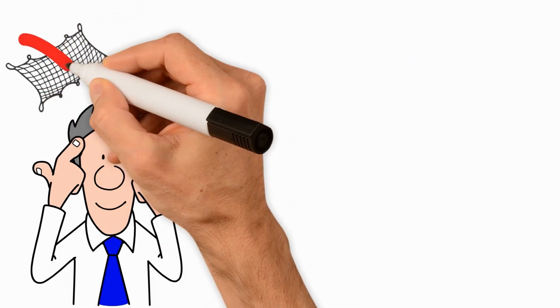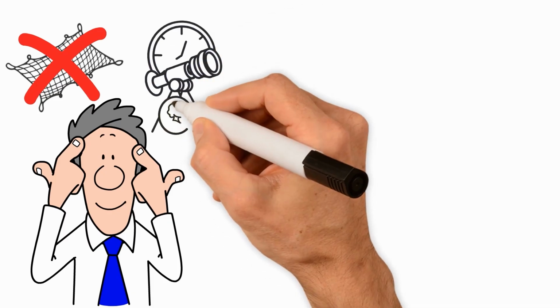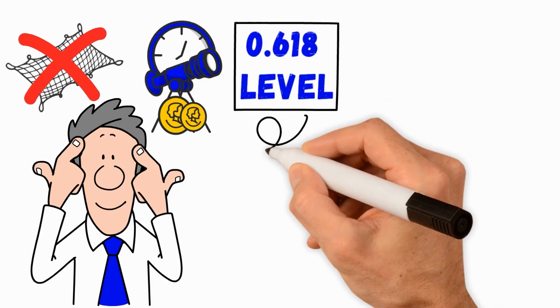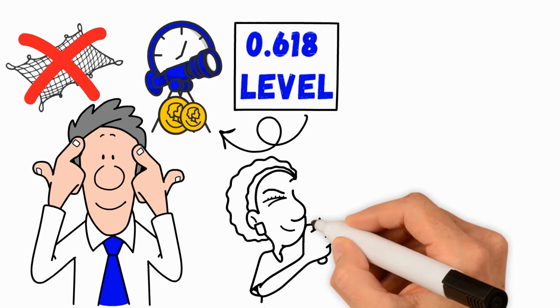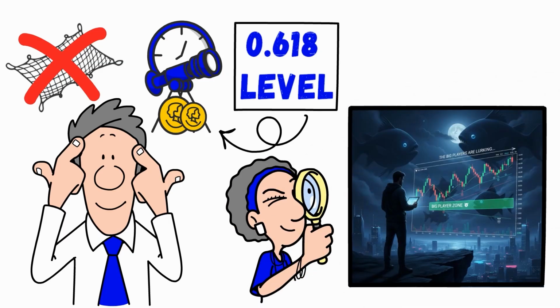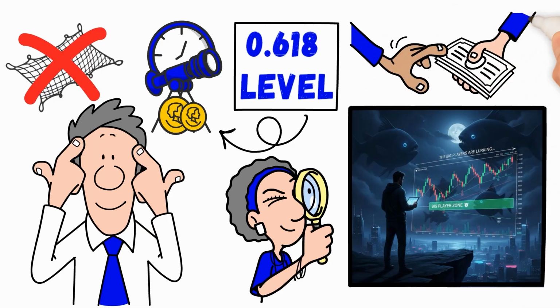No more wide net casting. You can target that golden ratio, the 0.618 level, for sniper entries. Imagine waiting for the market to return to those zones where the big players are lurking, ready to pounce on the next opportunity.